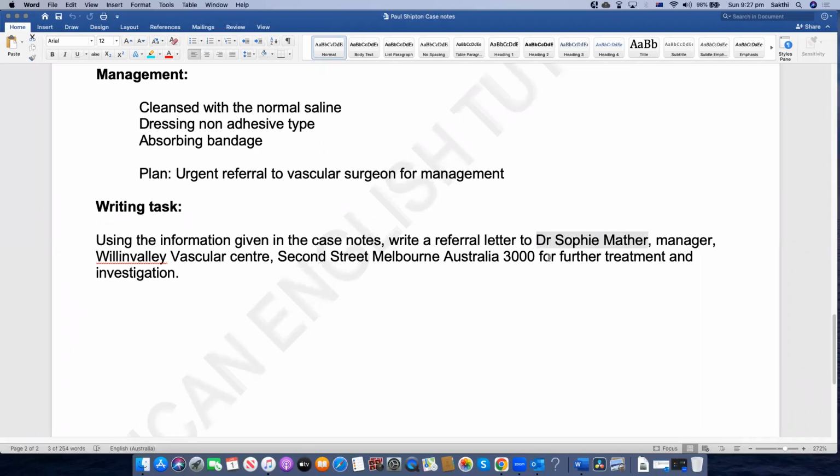That's the first question. We are going to write a letter to a doctor, Dr. Sophie Mather. She's the manager in the vascular center. So you need to think from the vascular point of view. That's a doctor who is working in William Valley Vascular Center in Melbourne, Australia. So let us think from this doctor's point of view and from this vascular arena. That's how we need to think. Then only will we be able to get to know all the relevant case notes.